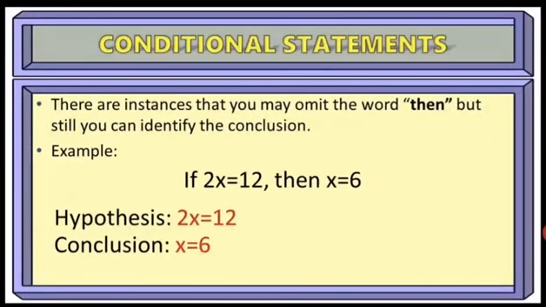There are instances that you may omit the word "then," but still you can identify the conclusion. Example: if 2x equals 12, then x equals 6. Hypothesis: 2x equals 12. Conclusion: x equals 6.